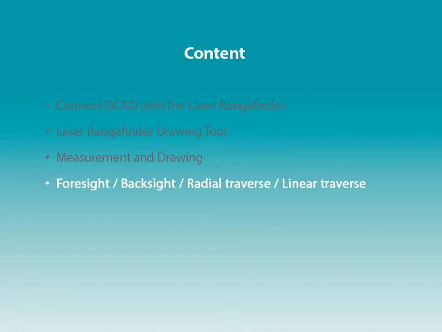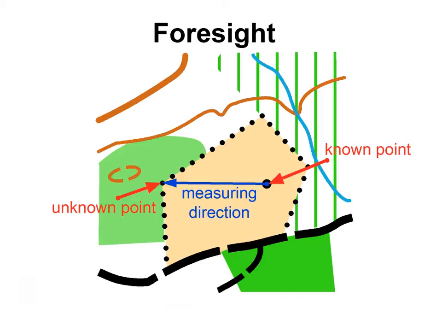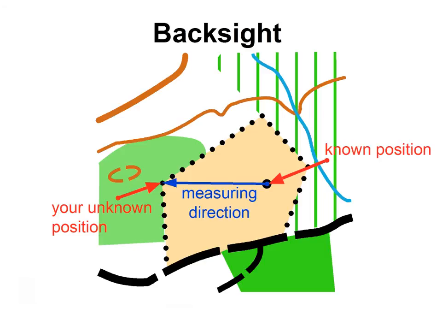In the following, we are going to explain the definitions Foresight, Backsight, Radial Traverse and Linear Traverse. Foresight. If you are standing at a known position, the laser rangefinder measures forwards from your known position to a place with unknown position. Backsight. It means that you are standing at an unknown position, but the laser rangefinder can measure backwards from a place with a known position to your unknown position, and then calculate your position with the measured distance and azimuth.